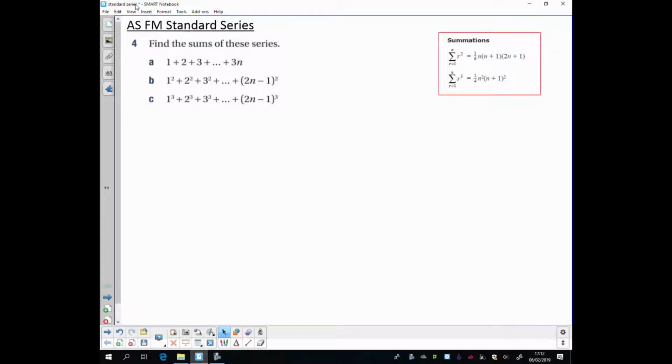Here we're going to find the sum of some series. Remember, a series is a sequence added up, so the sum of a sequence. Right, so in here we're going to have a look. First of all, we're going to look at part A.